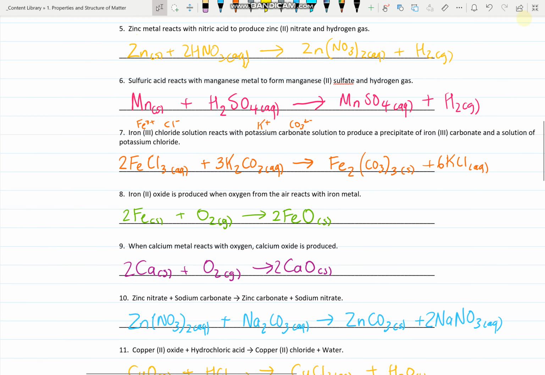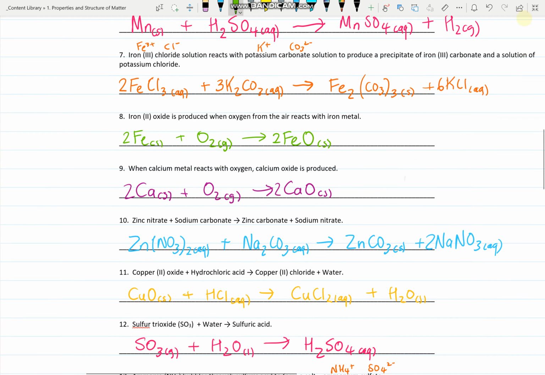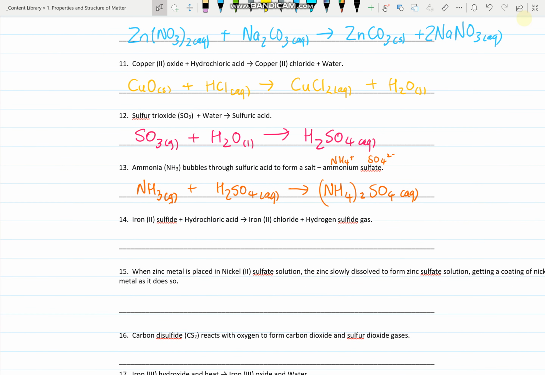Orange, green. Okay, so iron 2 sulfide is this. HCl.